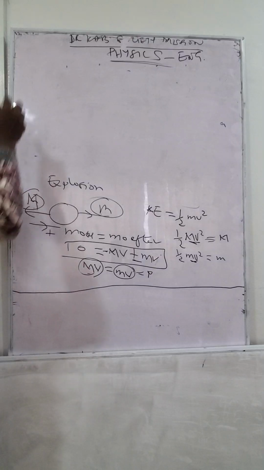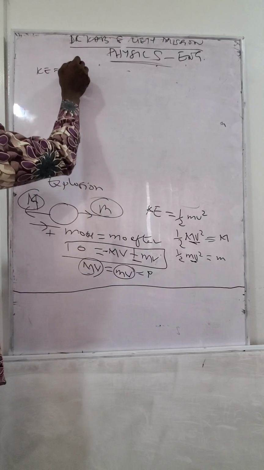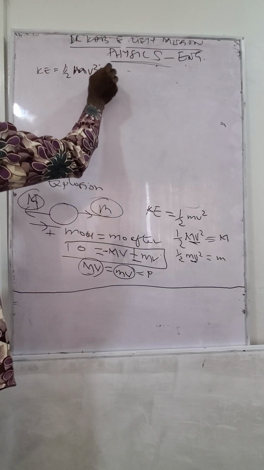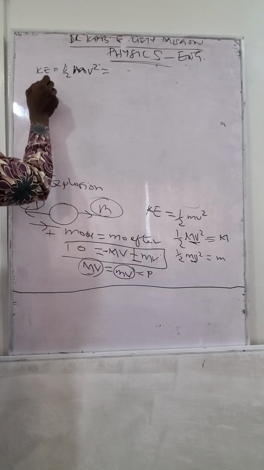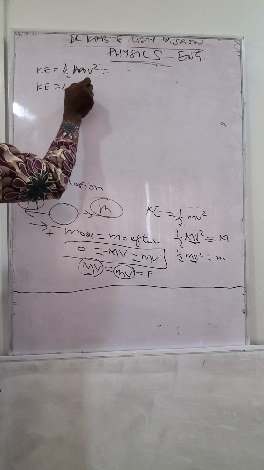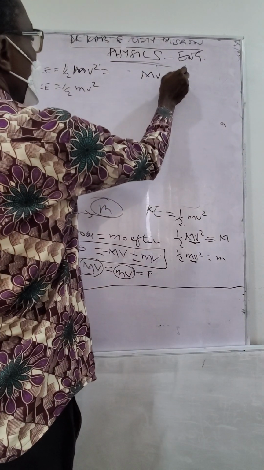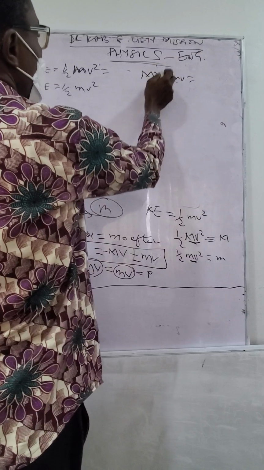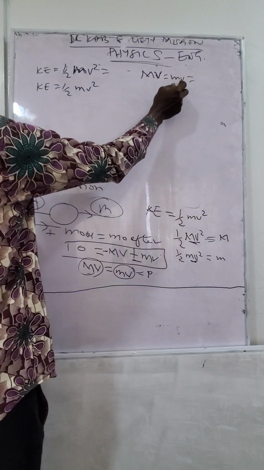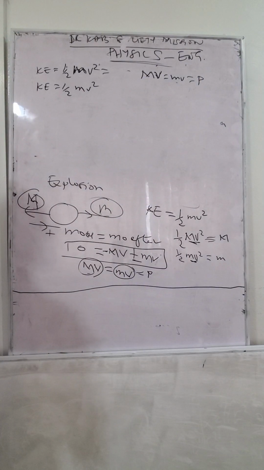So let me write it again. We are saying KE1 is equal to half M V squared, and KE2 is equal to half m v squared. Now we are saying that M V is equal to m v. This is the momentum of the big body, and this is the momentum of the small body. Let that be P. Now let's see what we can do.